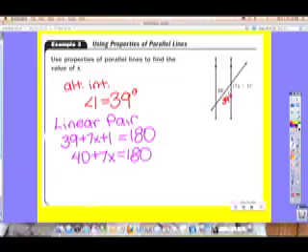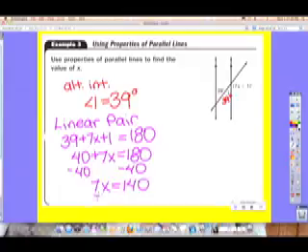You divide by 7 on each side. Divide by 7 on each side. And then x equals 20. Not too bad. You can use anything you need to finish the problem. I love that you said linear pair. I love that James started us with alternate interior angles.